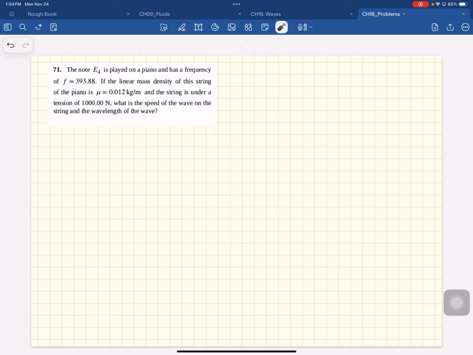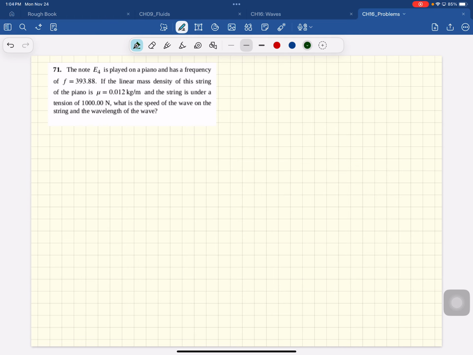Okay, this problem says the note E4 is played on the piano and has a frequency of 394 hertz. The linear mass density of the string is given, and the string is under tension of 1,000 newtons. See, all these tensions in the piano strings are about twice your weight. What is the speed of the wave on the string and the wavelength of the wave?